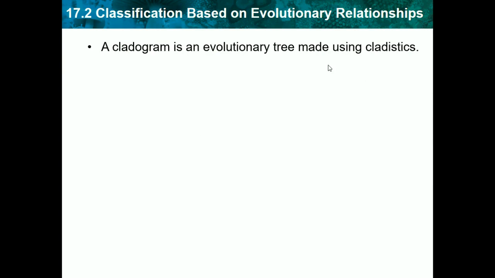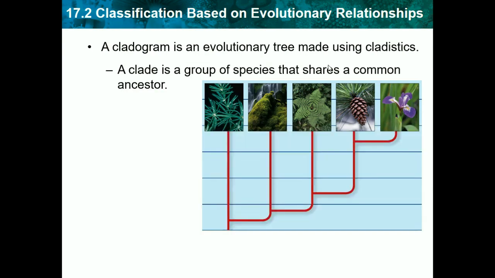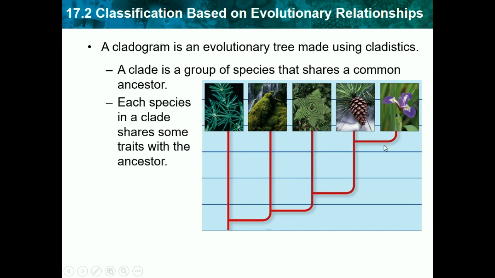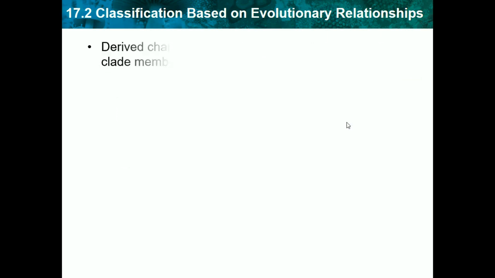So a cladogram is an evolutionary tree made using cladistics. A clade is a group of species that shares a common ancestor. Okay, so this is one of our evolutionary trees. It shows here they all came from here, and then they slowly branched off from each other. And as we notice here, they each get more different from each other as they branch off. Each species in a clade shares common traits with other ancestors. Each species in a clade has traits that have not changed, or that have changed.